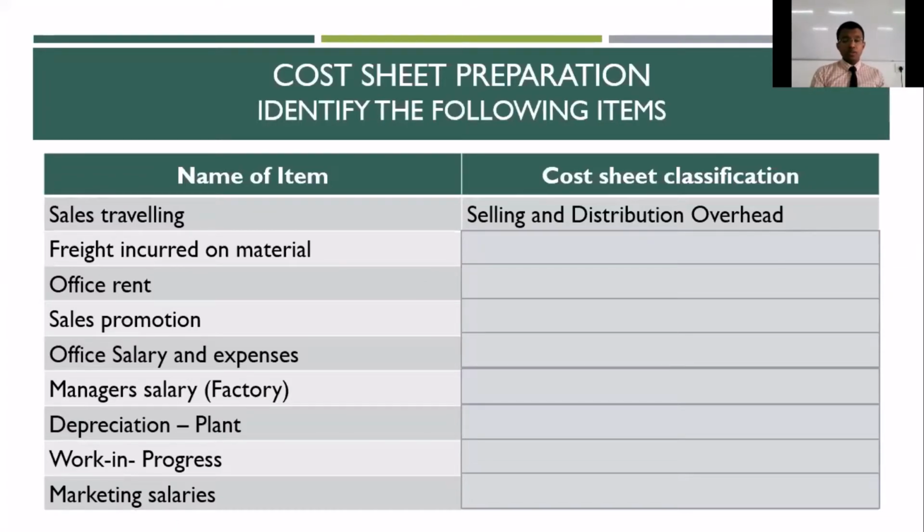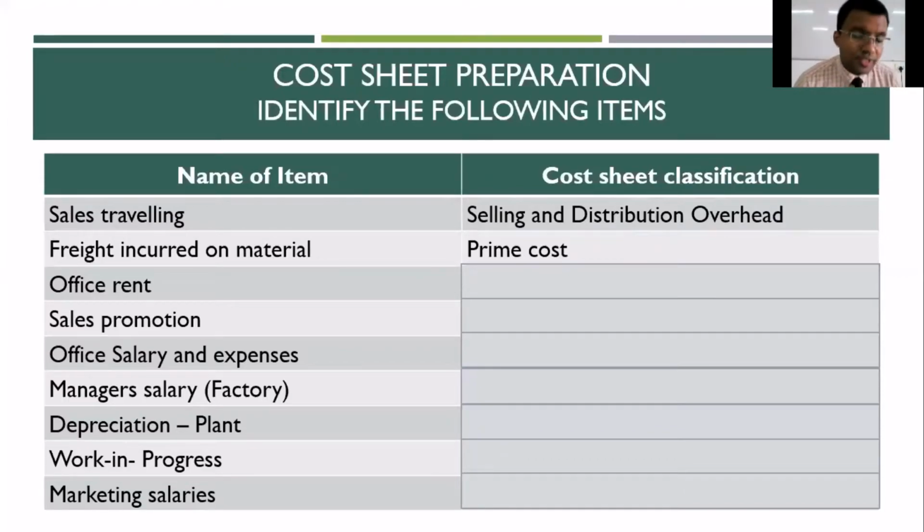The next one was freight incurred on material. This refers to the handling charges that you have for your raw material. Since it is specifically mentioned as material, we have to understand that it is for raw material. It would be an expense for you, not a part of your direct material, but it's a part of your prime cost. So prime cost is the correct answer.